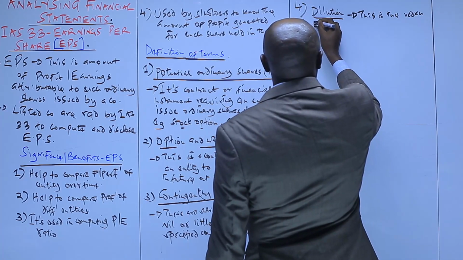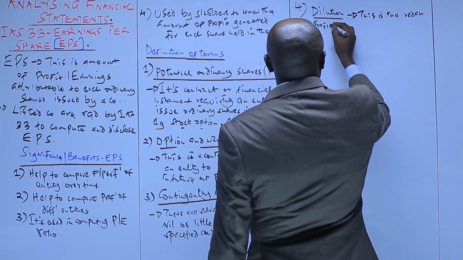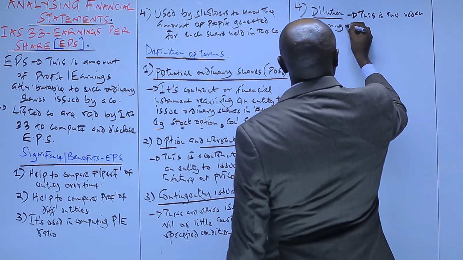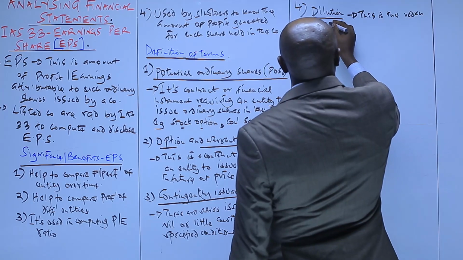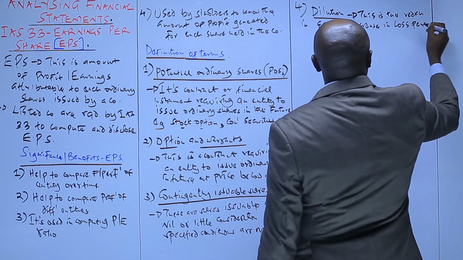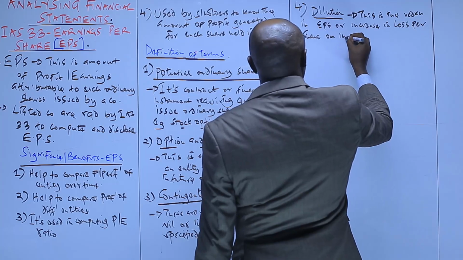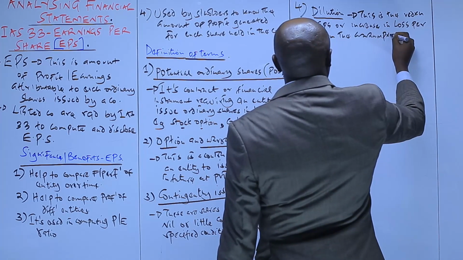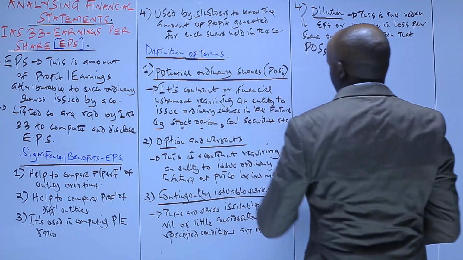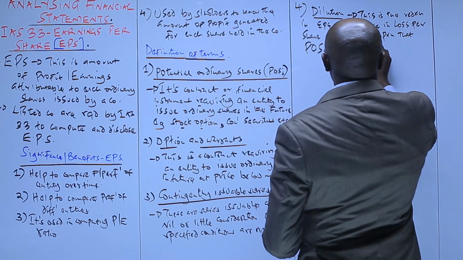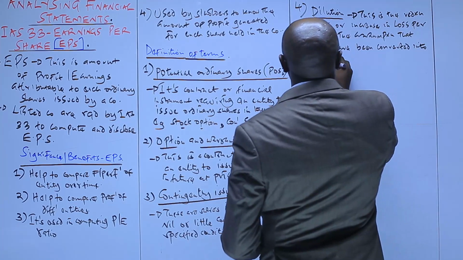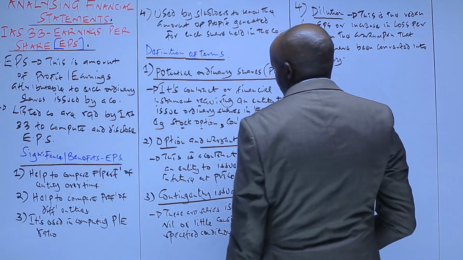So therefore, you can say that this is the reduction in profit, or basically let's talk of earnings per share, or increase in loss per share, on the assumption that potential ordinary shares, which are abbreviated as POS, have been converted into ordinary shares. We refer to that as dilution.